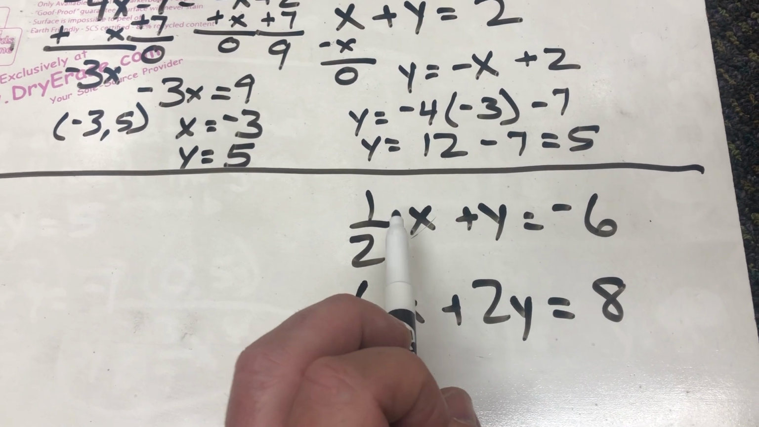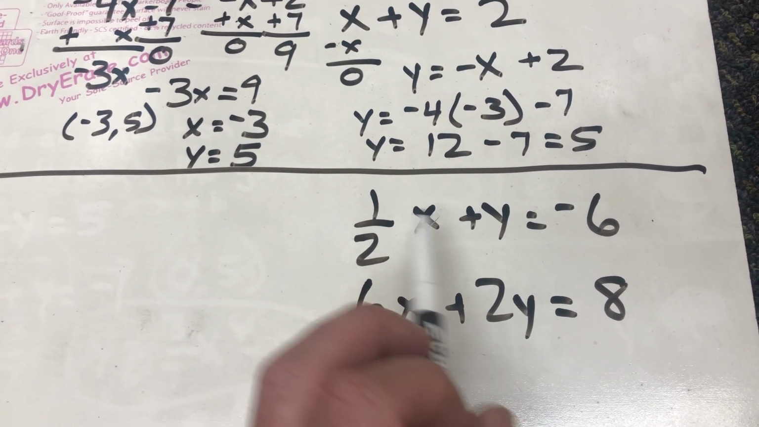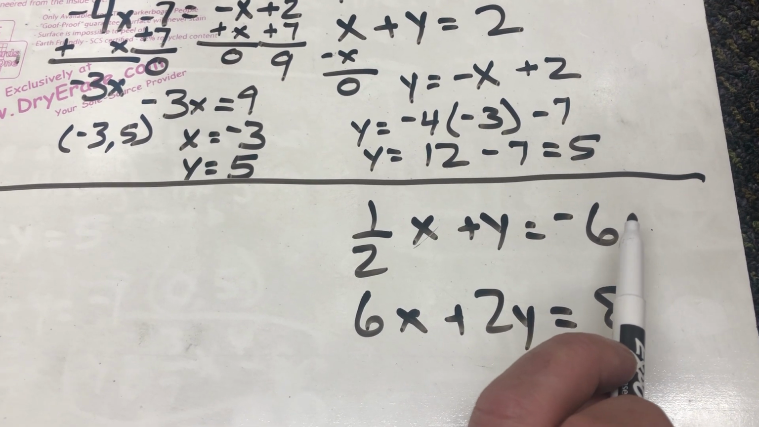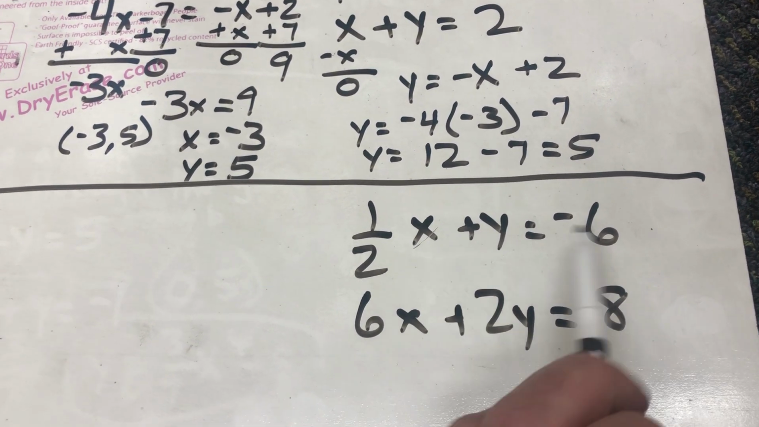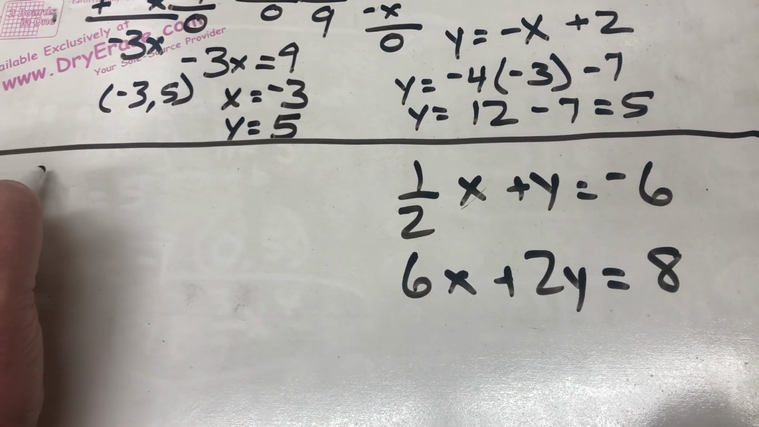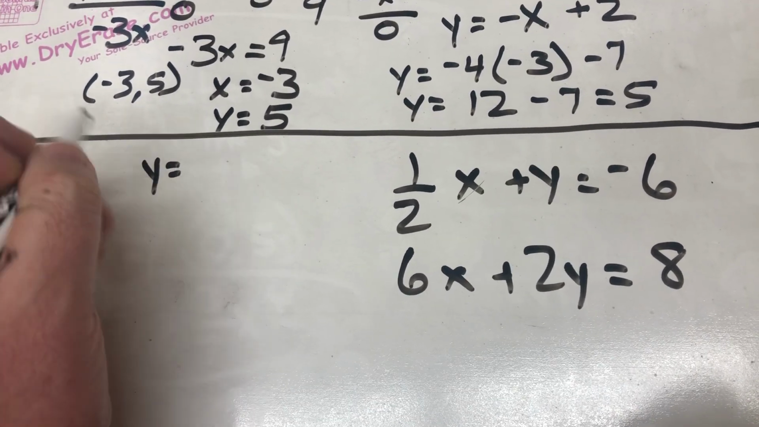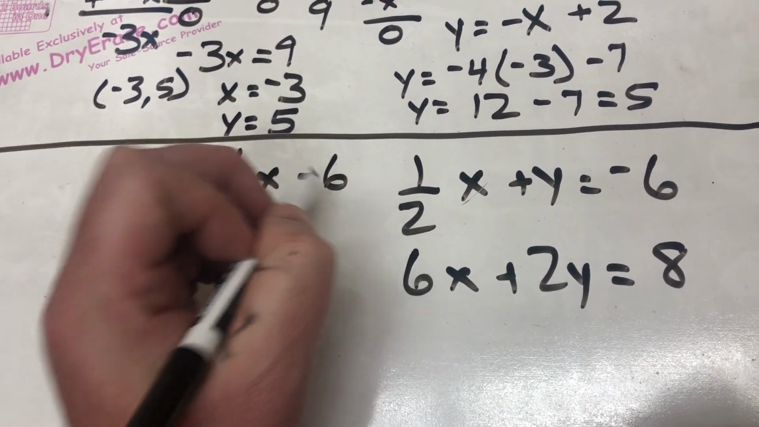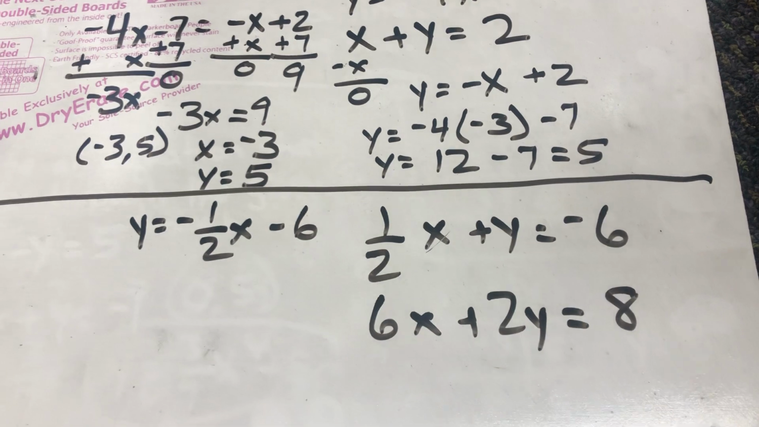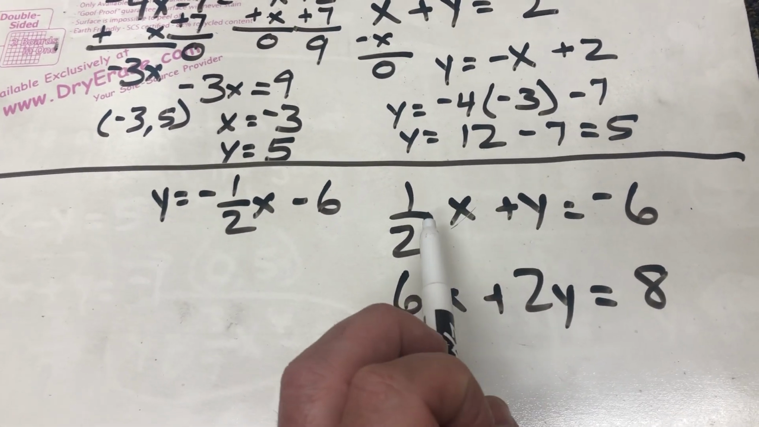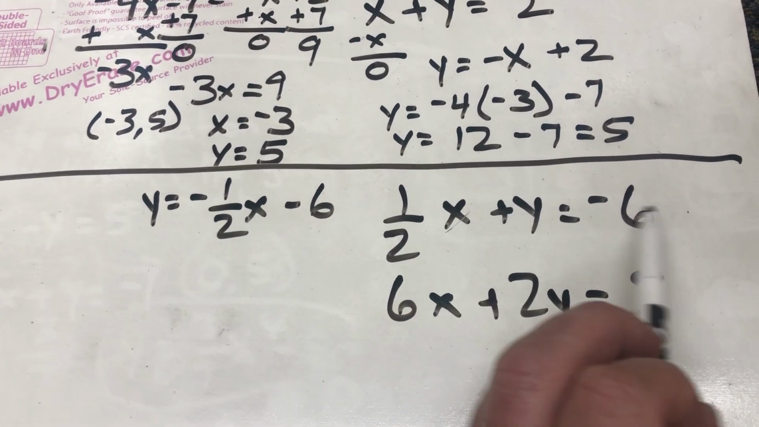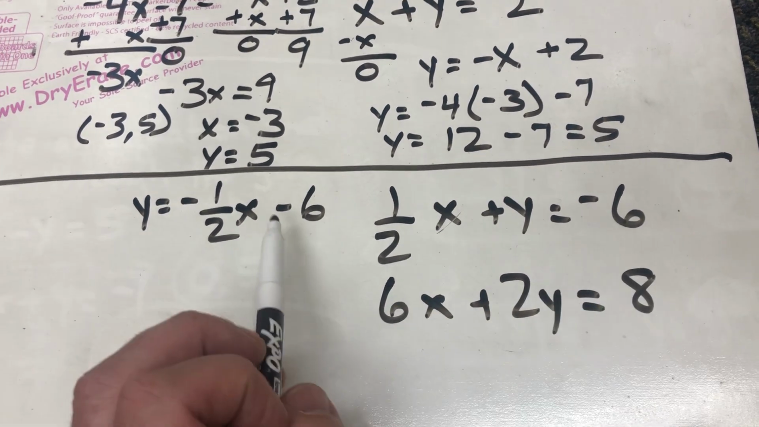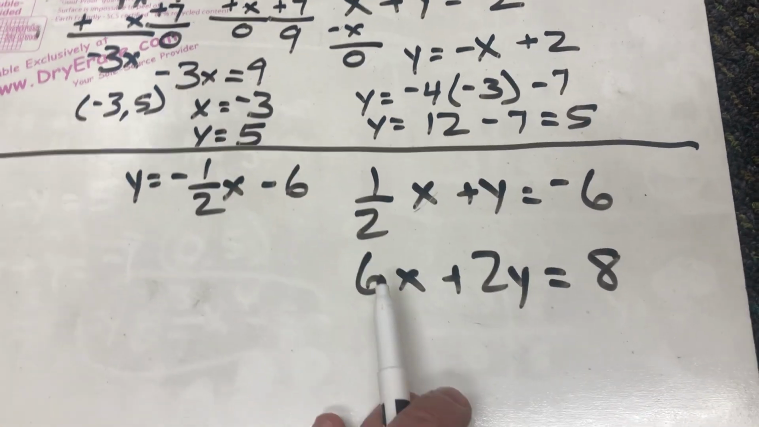If I subtract 1/2 x from this side, that's going to give me 0. I have nothing over here with an x that's a like term. So I'm essentially doing nothing minus a half x. So that leaves me with y equals negative 1/2 x minus 6, because it's a negative 6. And 1/2 x minus 1/2 x is 0. There's no like term over here, so it's 0 minus 1/2 x, which gives me a negative 1/2 x.